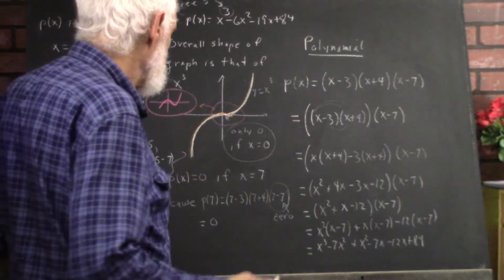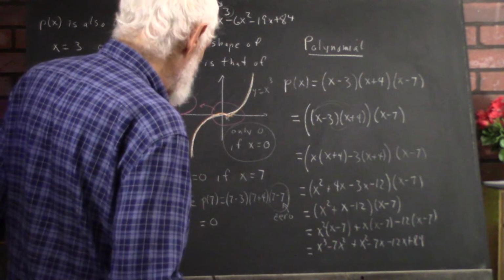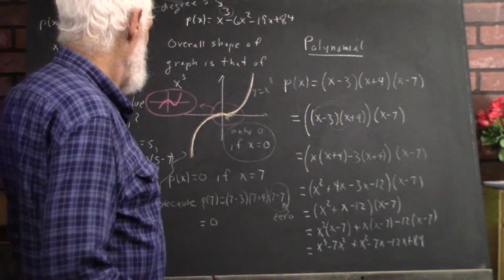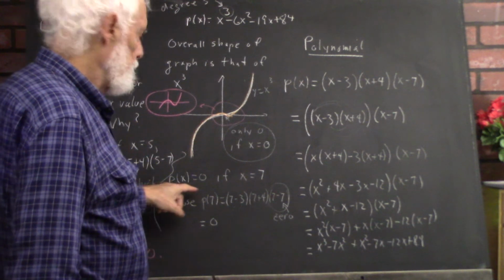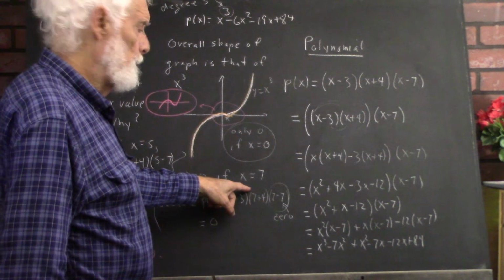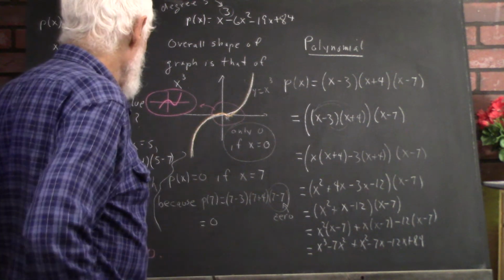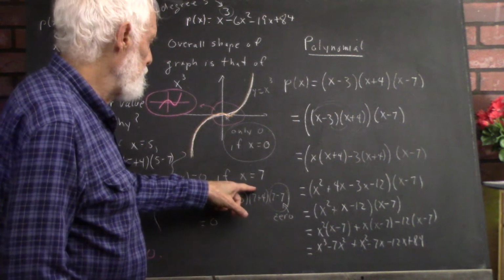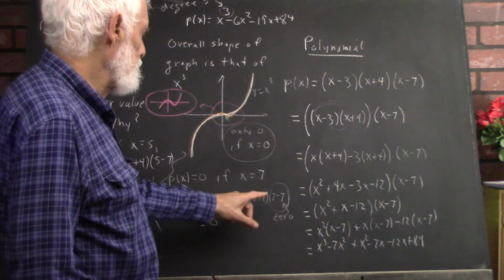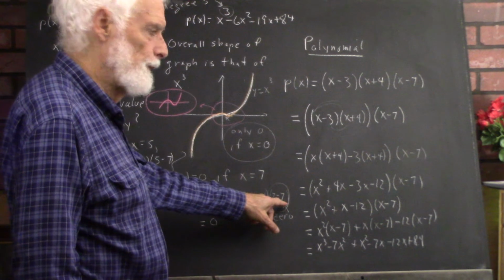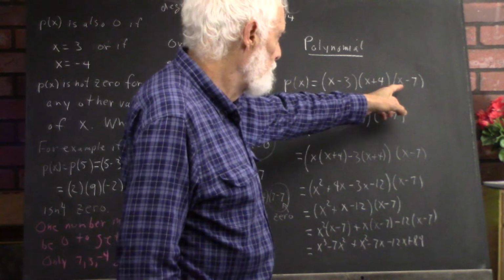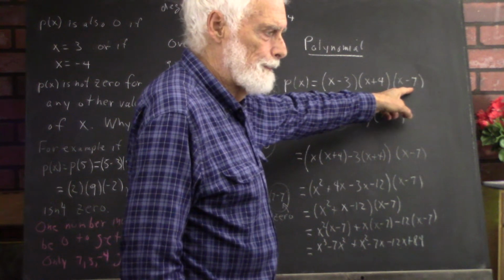Now, we see that the graph of this function is going to have to pass through 0 whenever p of x is 0. So, well, p of x is 0 if x equals 7. Okay, most people told me that. And why is it 0 if x equals 7? Because p of 7 is 7 minus 3 times 7 plus 4 times 7 minus 7. Now you easily see that when you look at the factored form and you see you've got x minus 7.